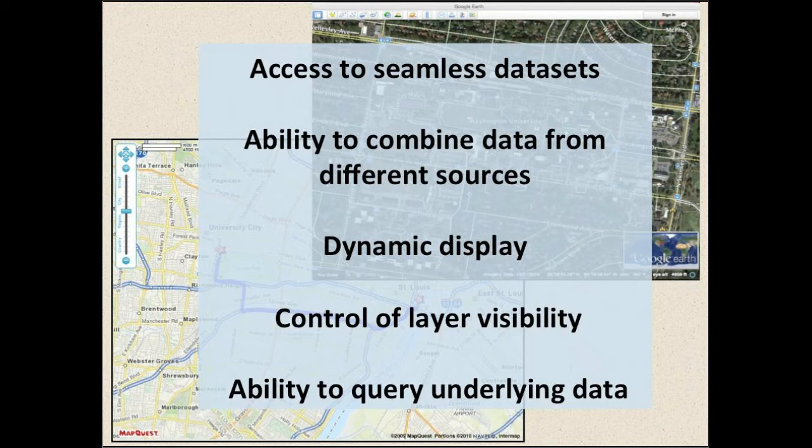Control of layer visibility. Users can determine which data layers are of interest, turn them on or off, and also control their symbology. We also have the ability to query the underlying data, and we can do that based on location or attribute values. This is a very important GIS concept. For instance, I can ask the GIS to show me all Starbucks restaurants, or I can ask it to find the closest one to my current location.